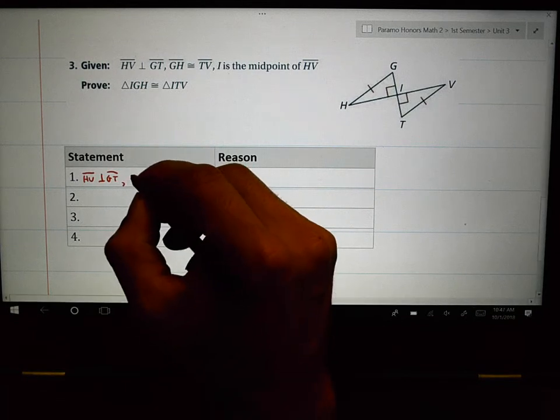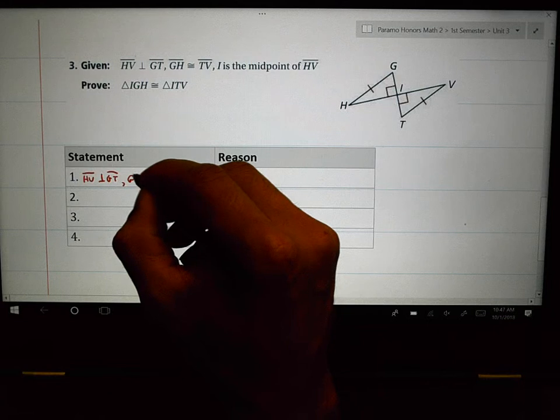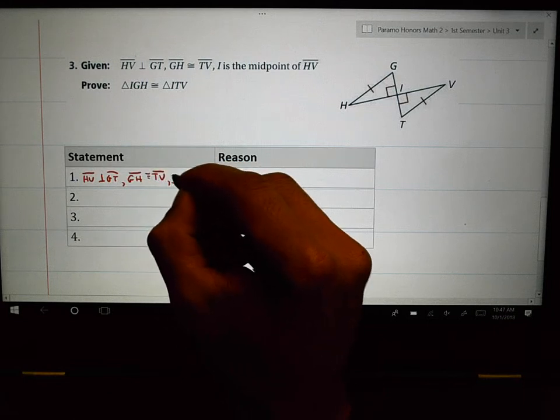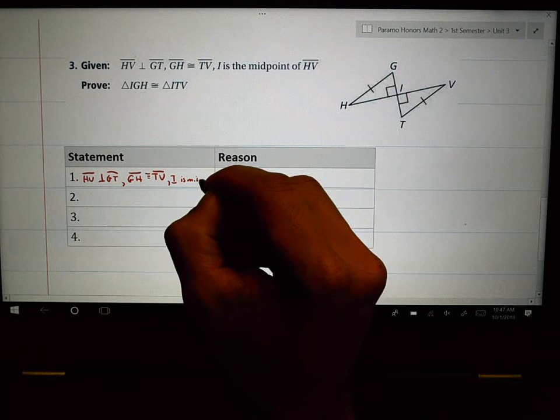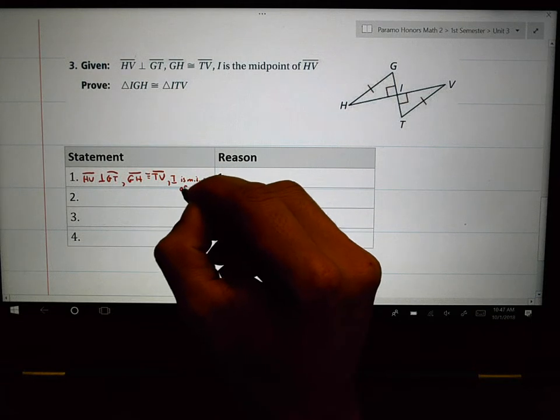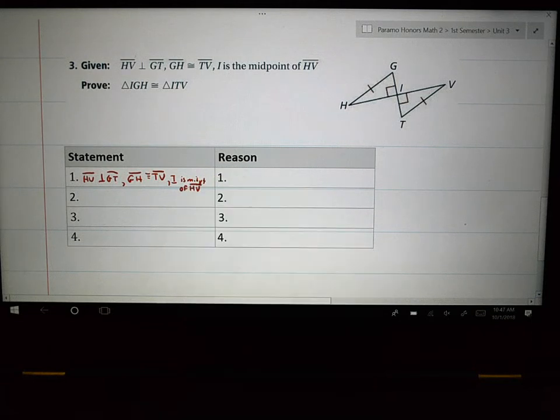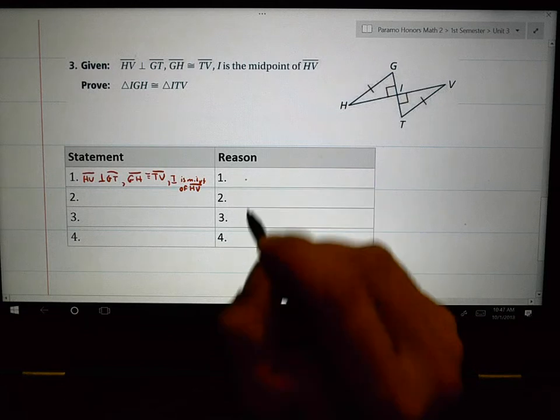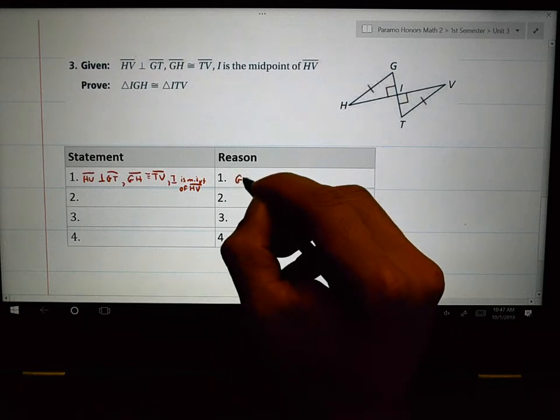I'm just going to put everything and squeeze it all into one. I write all that stuff, squeeze it into my first statement, and what is my reason? If you know it, say it out loud. Good job.